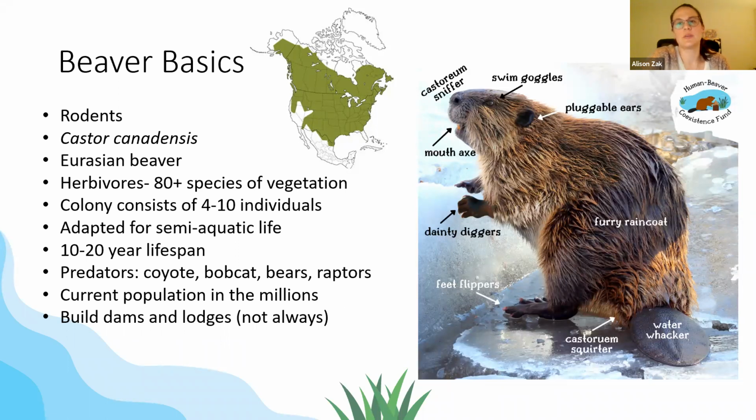They also have valves that can close their ears. They have extra eyelids. All of this allows them to swim underwater, even with branches in their mouths. And they can also pop up above the water just enough so that their nose, eyes, and ears are above water. They can sense what's around them without being detected in a lot of cases.